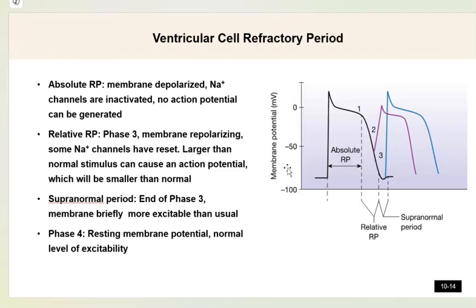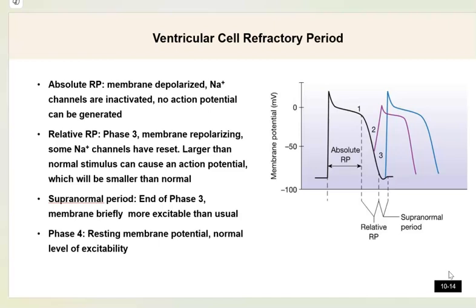Then we have what we call the relative refractory period, and this is when the membrane can produce an action potential, but it can only do that in response to a larger than typical depolarizing stimulus. So when you're looking at this image here, the absolute RP is a bit longer than the relative RP. Then we have the supernormal period, and that's the end of phase 3, which is briefly more excitable than normal, and then we get back into phase 4, which is the normal level of excitability.